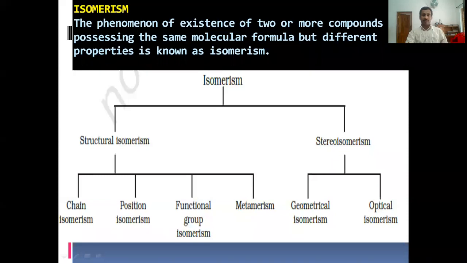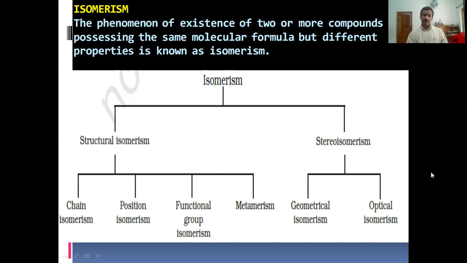Today we will discuss isomerism. There are two types of isomerism in organic compounds. The first one is structural isomerism and the second one is stereoisomerism. Now, what is isomerism?